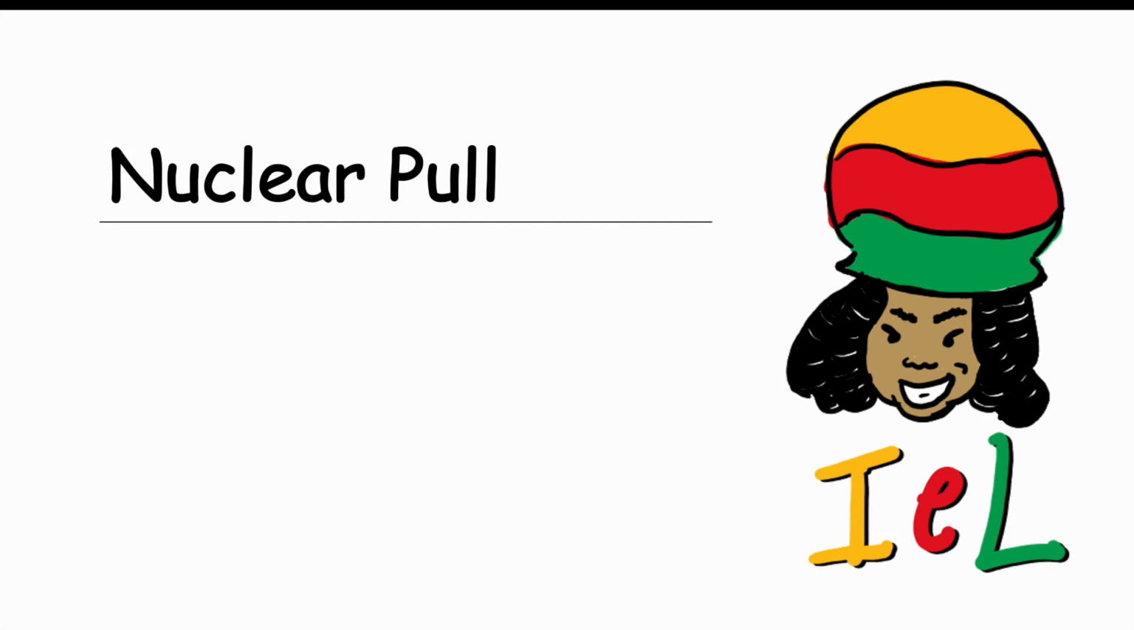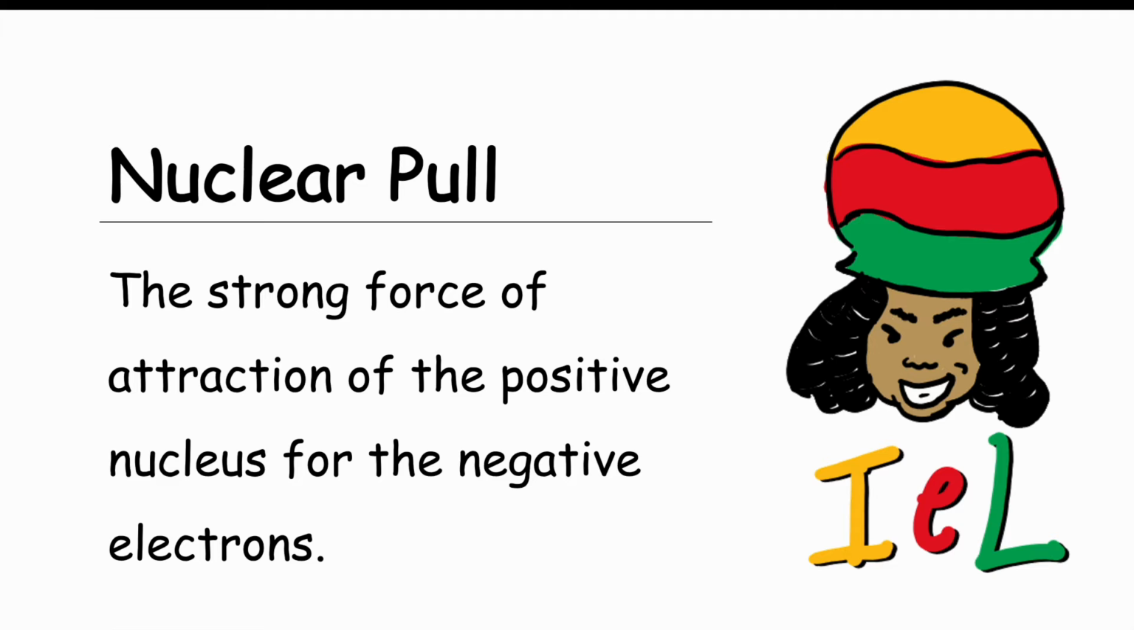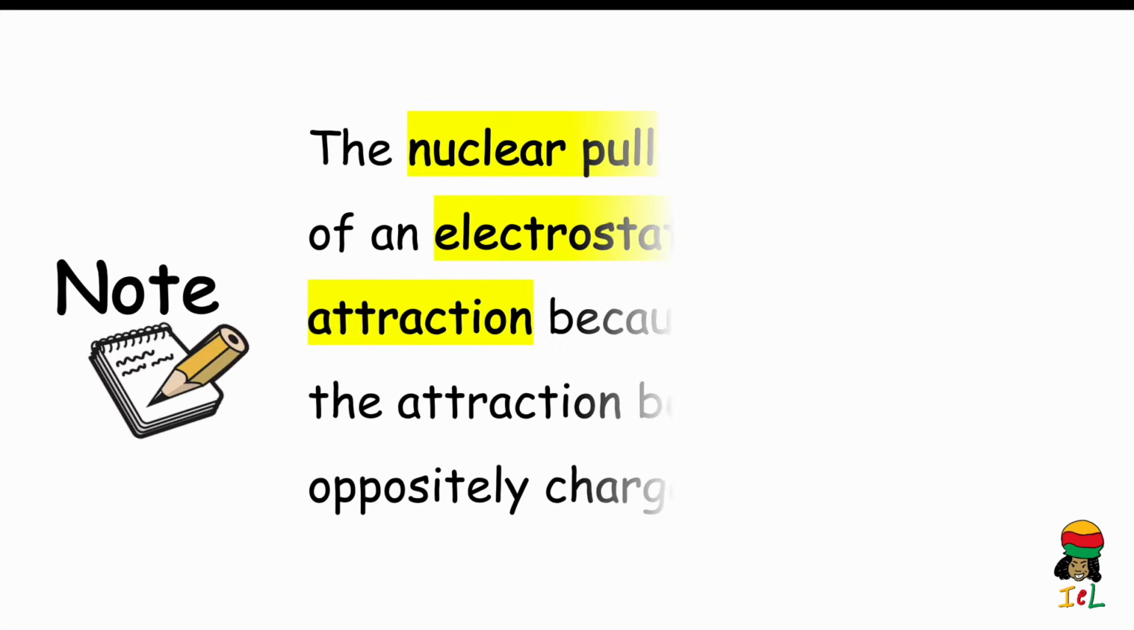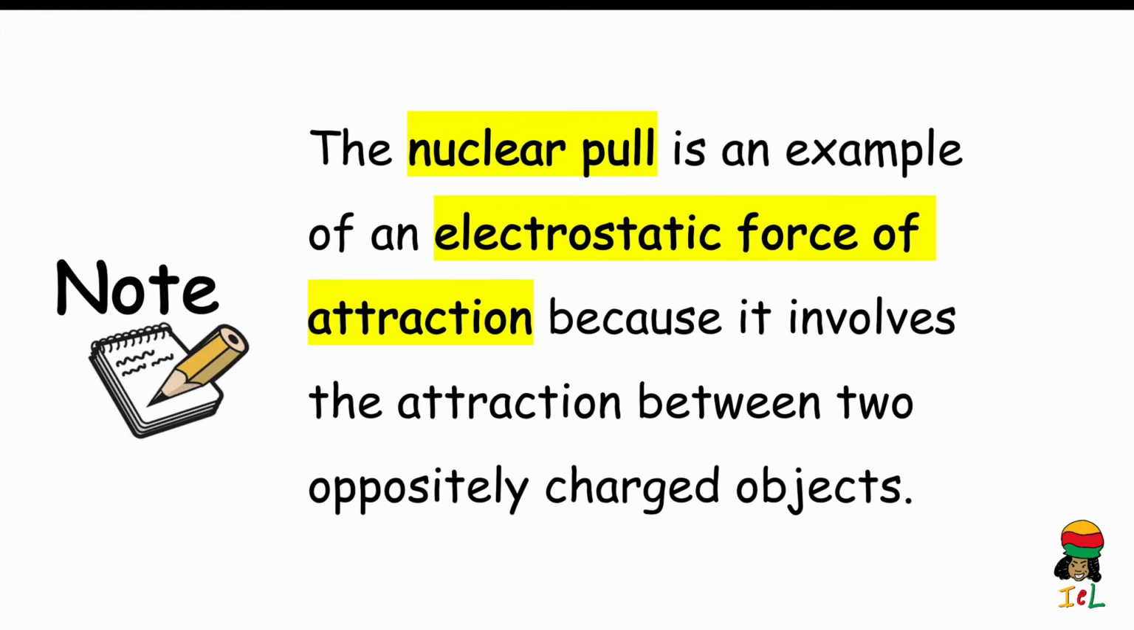Before moving on to the second Group 2 trend, we need to become familiar with the term nuclear pull. The nuclear pull is simply the strong force of attraction of the positively charged nucleus for the negatively charged electrons. Note that the nuclear pull is an example of an electrostatic force of attraction because it involves the attraction between 2 oppositely charged objects. In this case, the positive nucleus is attracting the negative electrons.